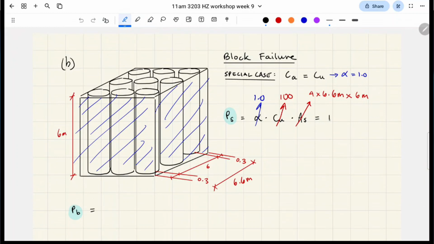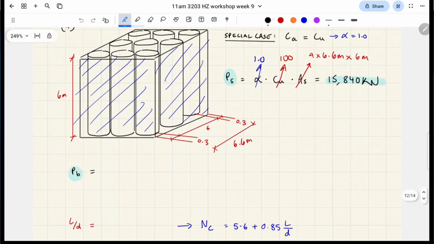Okay, so that gives us 15,840 kilonewtons, right? So next we have to calculate the base for this soil block. If you remember, that's this.